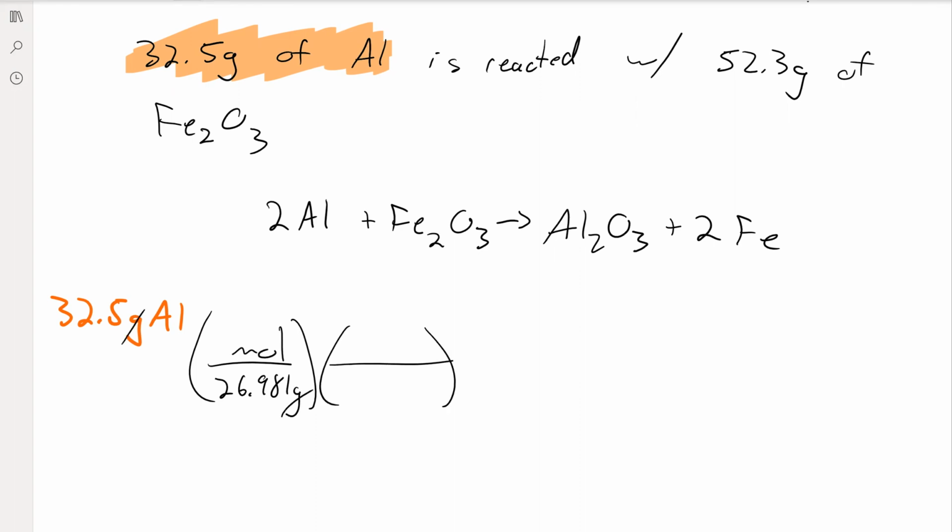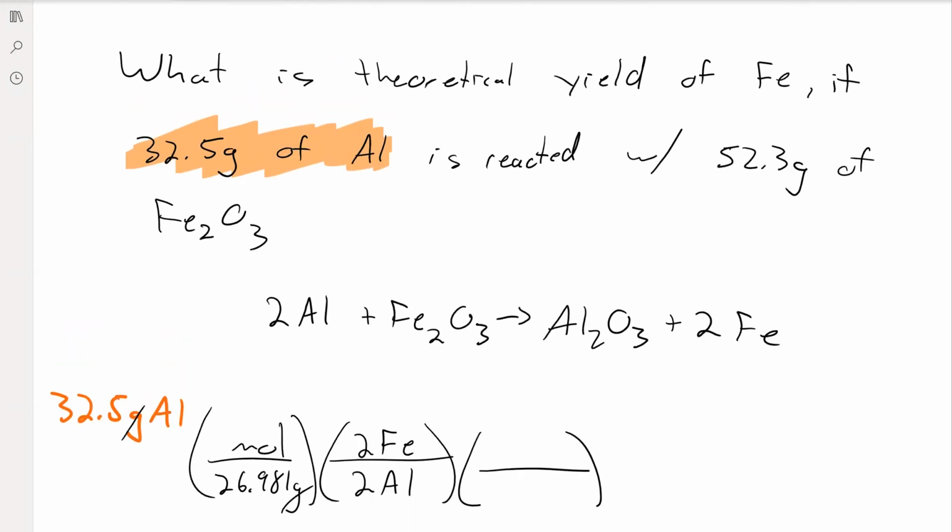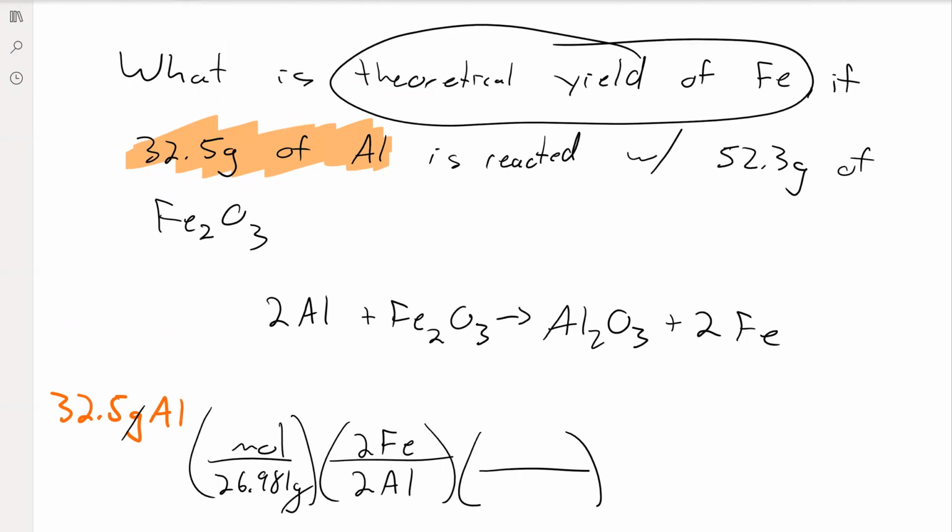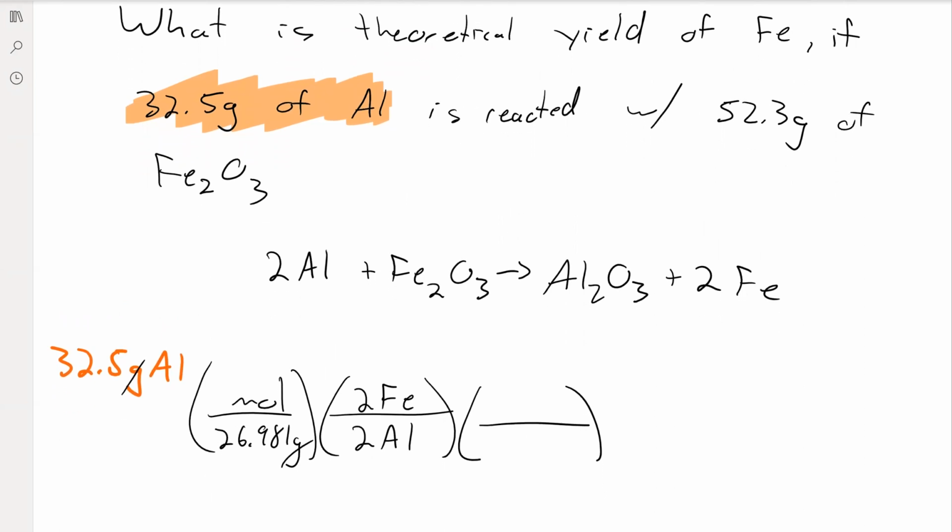After that, when we're at moles of A, we use our stoichiometric coefficients to go from moles of A to moles of B. According to our chemical reaction, for every 2 aluminums, we get 2 irons. And then after we go to moles of iron, we want to know grams of iron, right? Generally, theoretical yield, it doesn't say grams in this case, but most often we deal with grams. So then we use the molar mass of iron, 55.845 grams per mole. Everything else cancels out and we're left with grams of iron. And I get 67.3 grams.